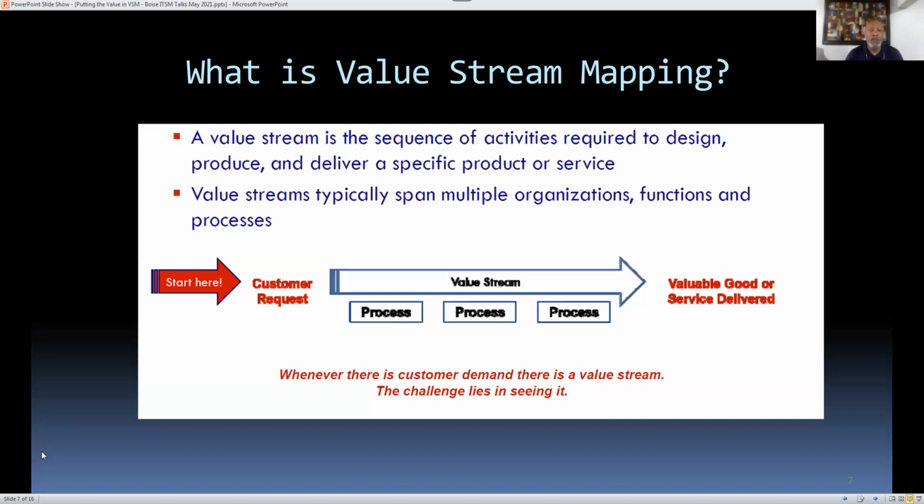Think of an incident, the value stream or the set of activities for an incident: detect and record, categorize, prioritize. I mean, those are all action words. So I want people to think about an activity or an action word, right? And so you have value streams all around us.